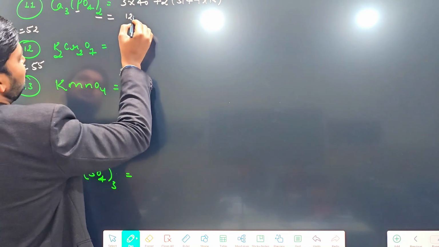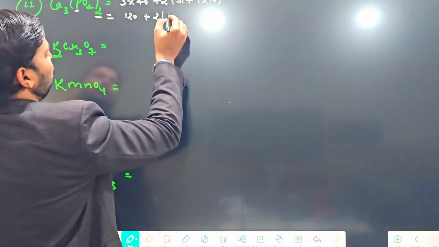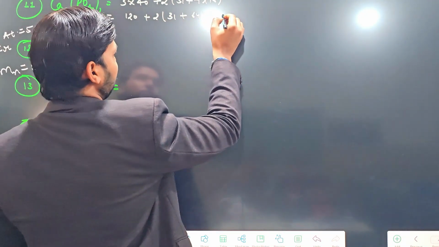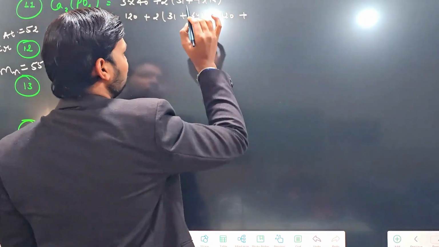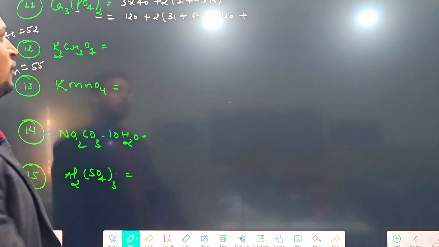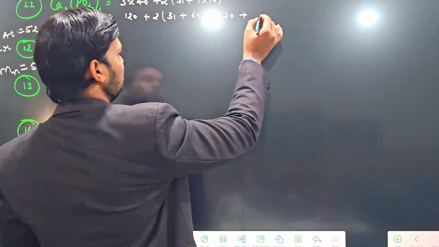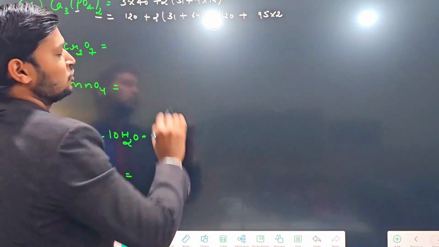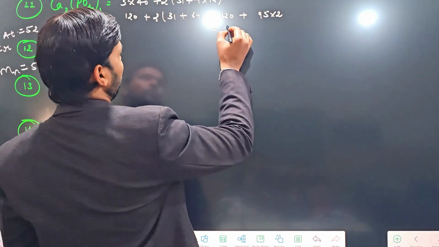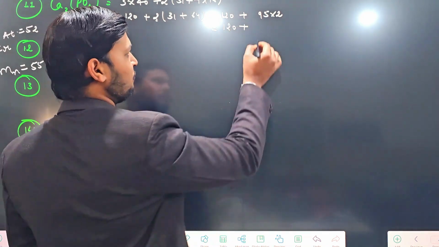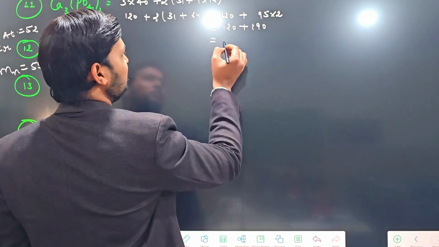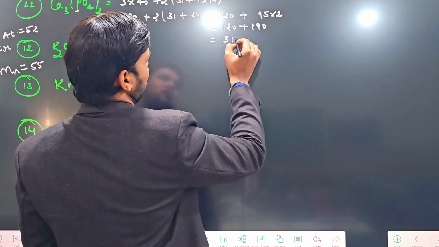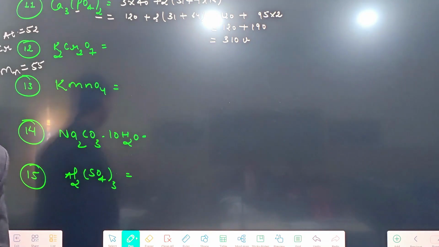40 multiplied by 3. How much will it be, beta? 120. Then after 2. Then after it's 31 plus 16 4 ja 64. How much will you get here? See again, beta. 120 plus 31 plus 64. How much will you have? 4 plus 1, 5, and 5 and 9, multiplied by 2. It's a 2 also here, na? So we need to multiply. 95 multiplied will be 190. 190 plus 120, how much will you get? 310 unified mass. Any doubt?